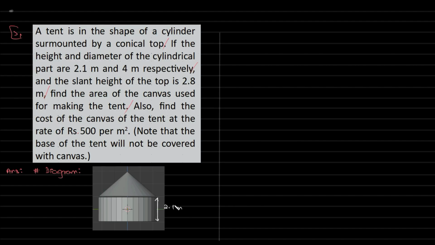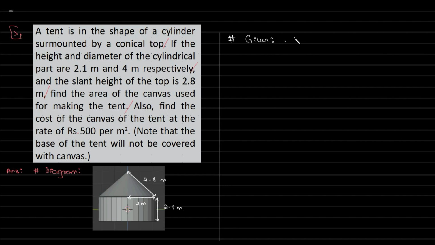2.1 meter, and diameter is 4 meter. So I'll just mark the radius. You know me, I go with what is required. So 2 meter. Slant height is 2.8. So this is 2.8. So everything is given. It's very simple.